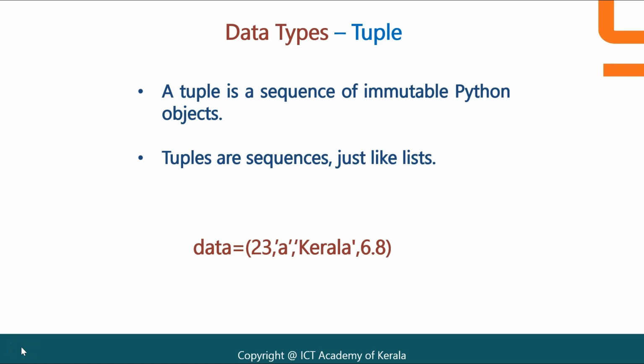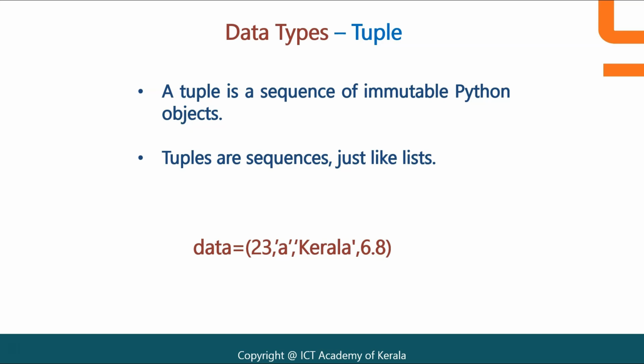So the next data type is tuple. A tuple is a sequence of immutable Python objects. Immutable means once we create a tuple object, we cannot modify the content of the tuple object. This is the only feature which differentiates tuple from the list. It can store duplicate values as well. There's no problem for that.